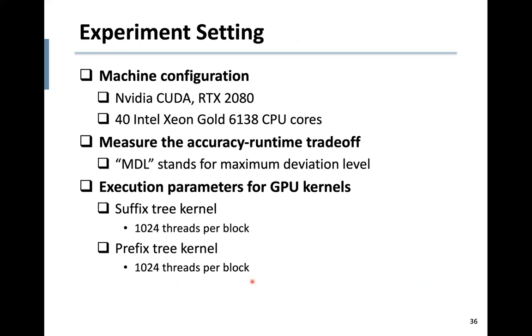Now we have introduced our GPU accelerated algorithm for generating critical paths. I'm going to show you the results. We implement our algorithm in C++ on the same NVIDIA RTX GPU and 40 Intel CPU. Because this algorithm iteratively expands the path level by level, the accuracy is highly related to the number of levels you expand. And we use the term MDL to represent the number of levels we expand in our algorithm. And again, here is the execution parameter for our GPU kernel.